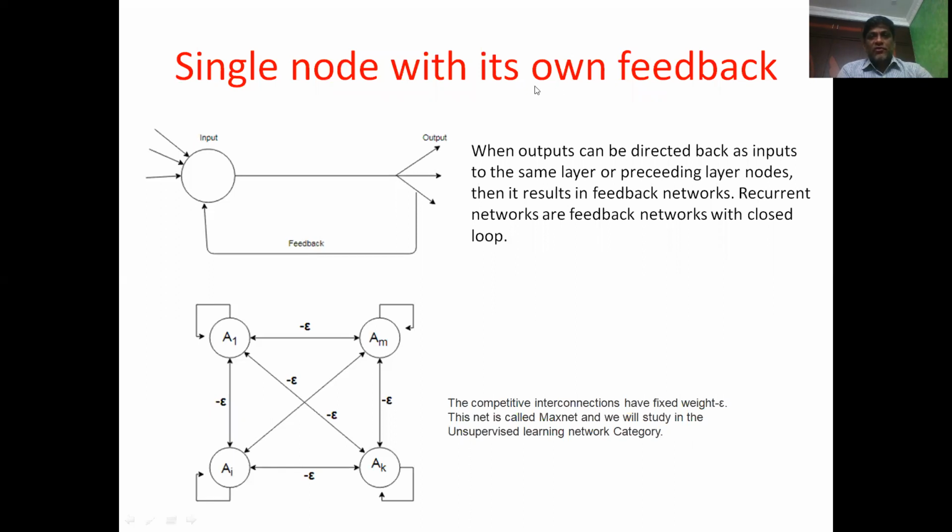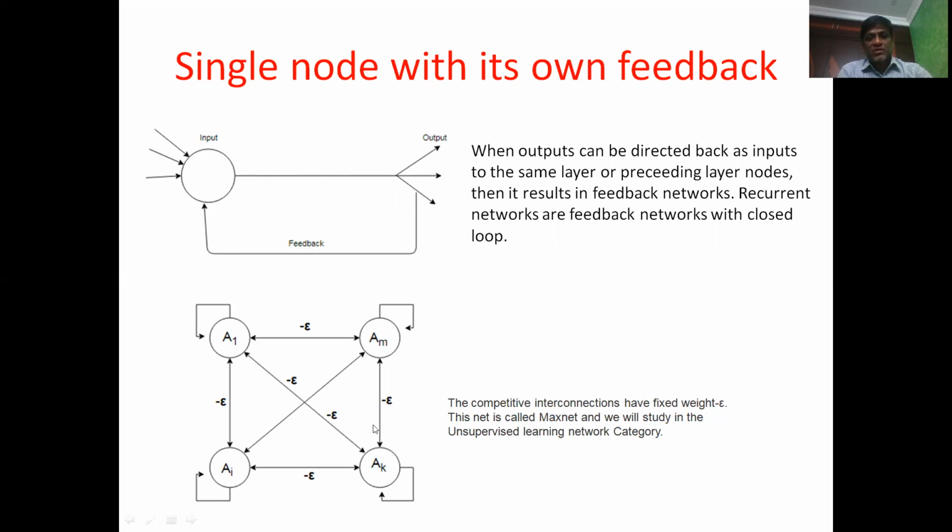The third category of neural network architecture is single node with its own feedback. Observe this. This is a neuron where all the inputs are given, and this is the output from neuron, which will be forwarded to the neurons of other layer. Now, if you observe, there is a feedback connection connected to the same neuron. That means output of the neuron is connected back to the same neuron. So this kind of neurons are called as feedback neurons, and we can make use of these feedback neurons to form a neural network also.